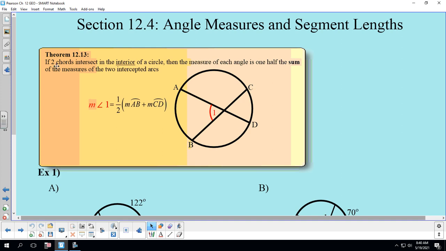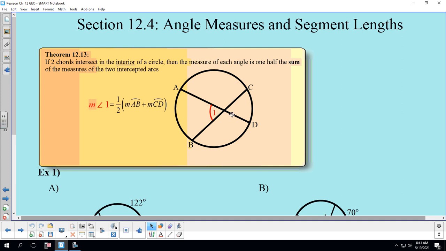If two chords intersect in the interior of a circle, like right here, then the measure of each angle is 1/2 the sum of the measures of the two intercepted arcs. So you add this arc plus this arc and divide it by 2, and then you'll get angle 1.